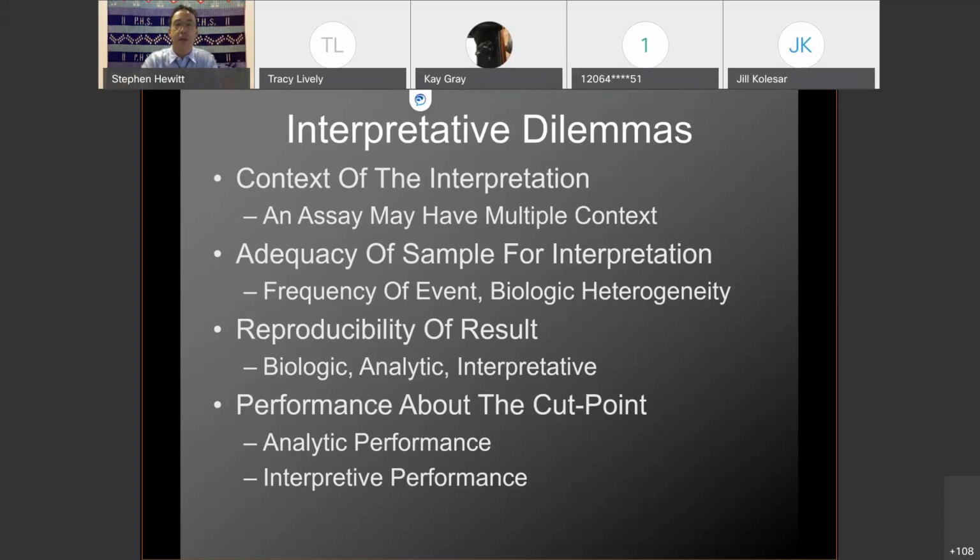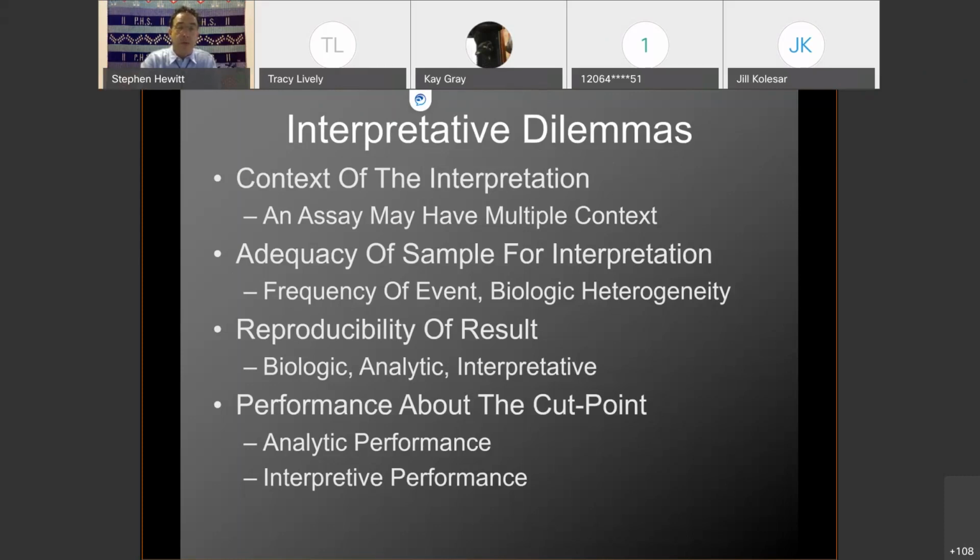Context of interpretation. This is very challenging. An assay can have multiple contexts. Estrogen receptor is another good example I keep coming back to. In the breast, we'll use it to determine if the tumor is ER positive, ER negative. But in a patient who's 5 years out and presents with a positive lymph node or a lesion in the lung, we're just using ER to help us define that, in fact, it's breast cancer, that it's an ER positive tumor, and narrow down the possibility of tumor types.